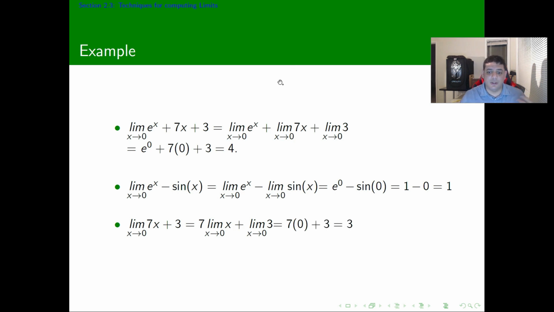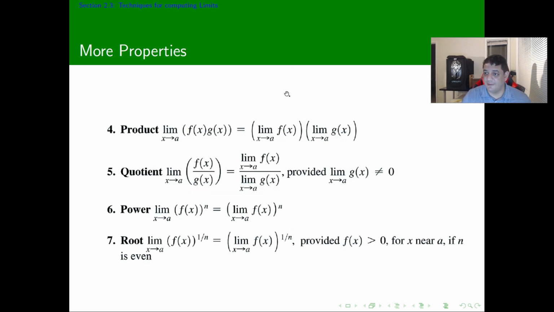Now, that's not the only property that we can get. We can get at least 4 more properties here. The product also works. The quotient works with a restriction, and we're going to have behaviors for the powers and the roots. So let's take a look at that. In the product, if we take the limit of a product of 2 functions, what we can do is say, well, that's going to be equal to the product of both limits, like it's in here. So I can separate things.